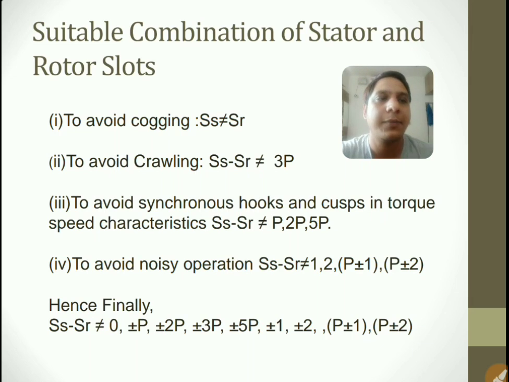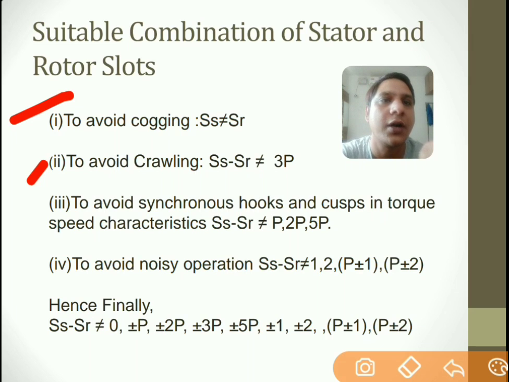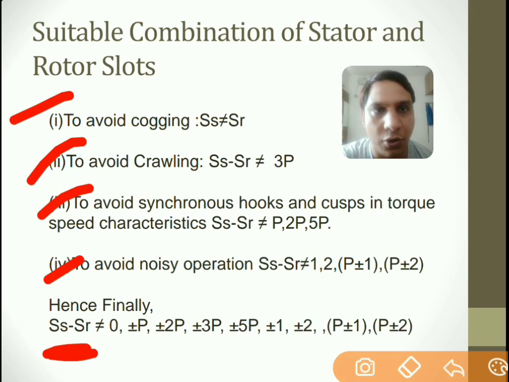Hence, finally, if I combine all the conditions mentioned, say conditions 1, 2, 3, and 4, then I could say SS minus SR, the number of stator slots minus the number of rotor slots, should not be equal to 0, plus minus P, plus minus 2P, plus minus 3P, plus minus 5P, plus minus 1, plus minus 2, or P plus minus 1, P plus minus 2.